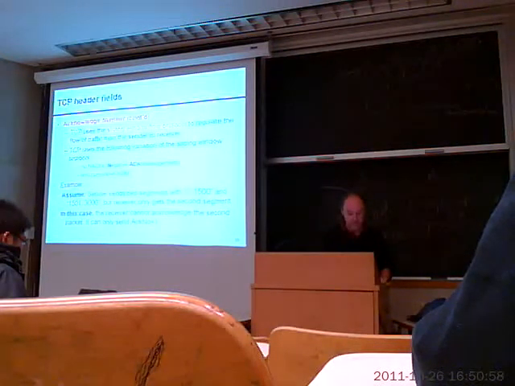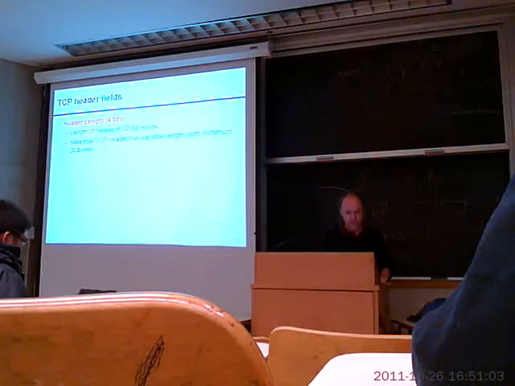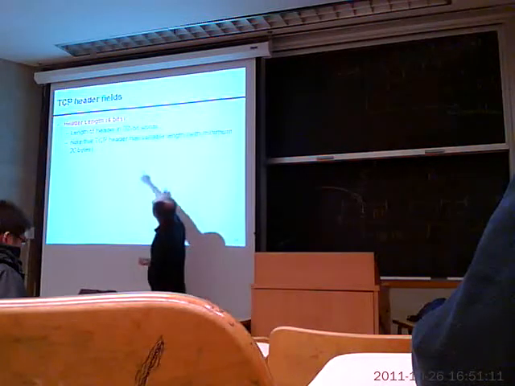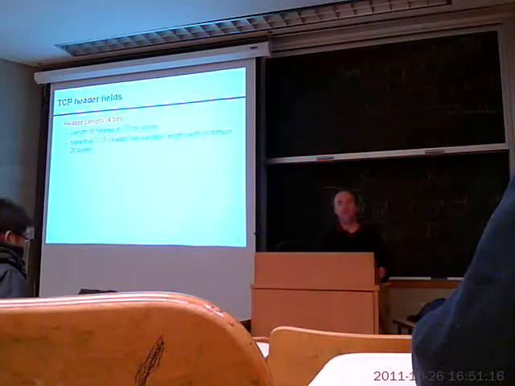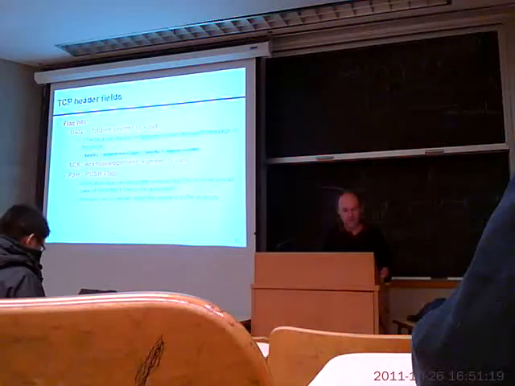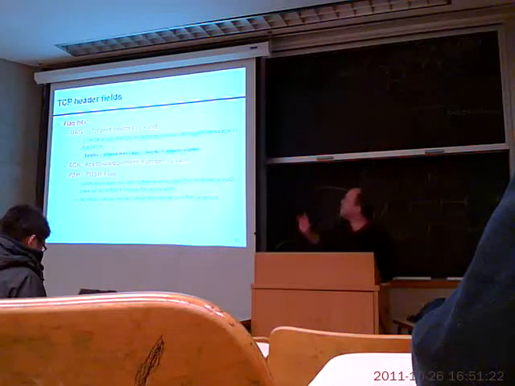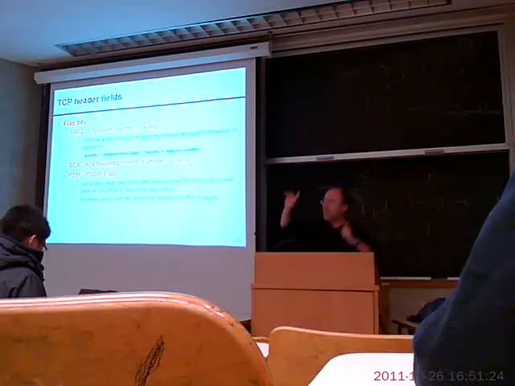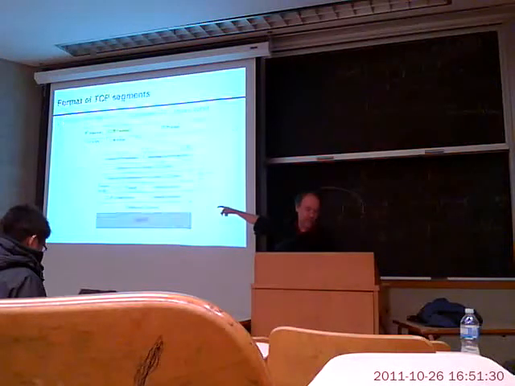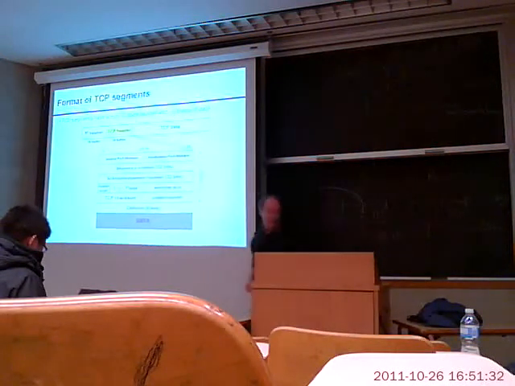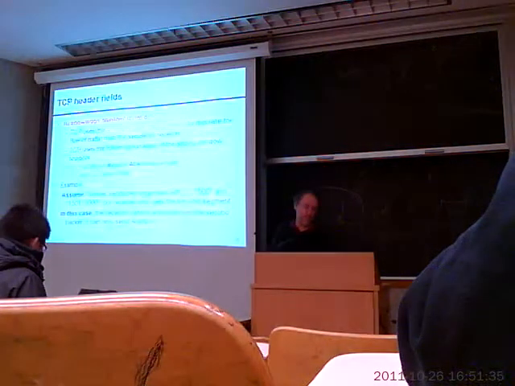Let's see. Sliding window. Header length. This is the length of the header in 4 bytes. It's kind of the same thing that we have with the IP header. Headers are counted in 4-byte units. These are the flags. The urgent flag, so there are 6 flags. The urgent flag means that this pointer here has meaning.